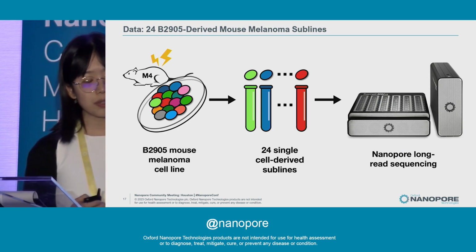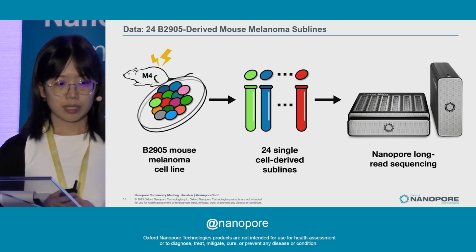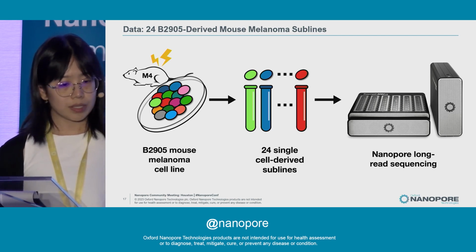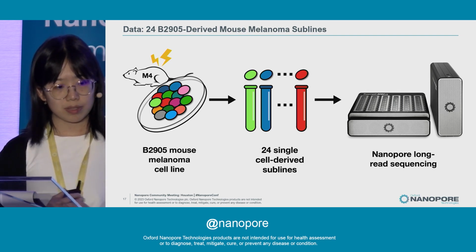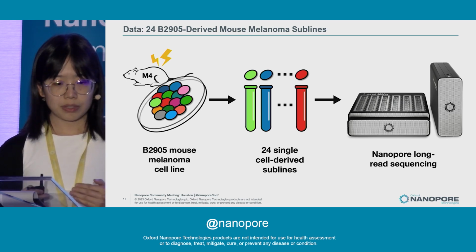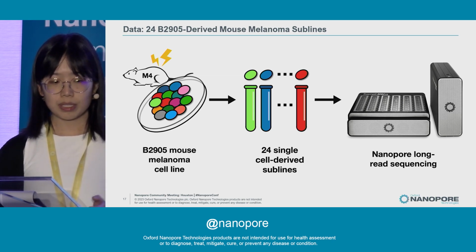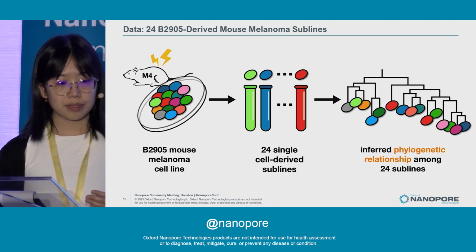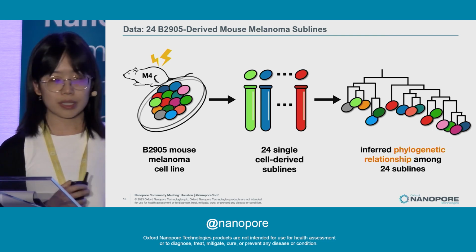So to generate the data we used for analysis, 24 single cells were extracted from the model-derived cell line culture. Each single cell is then cultured into its own subline containing a cell population that's relatively genetically homogeneous. Each subline sample is then subjected to Nanopore long-read sequencing. Even though the data for each sequenced subline is not of single-cell resolution, because each subline population is relatively homogeneous, important genomic features should be stable within this subline population. Our goal is to use the Nanopore long-read sequencing data to infer the phylogenetic relationship among the cells from which the sublines are derived.